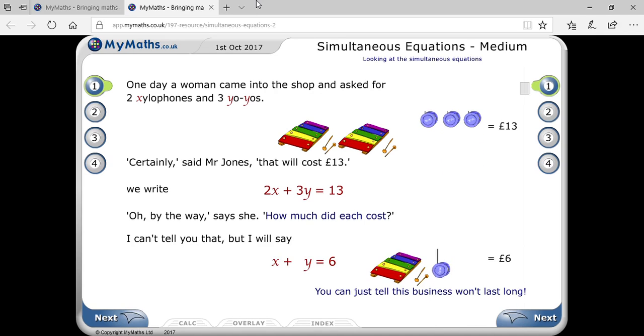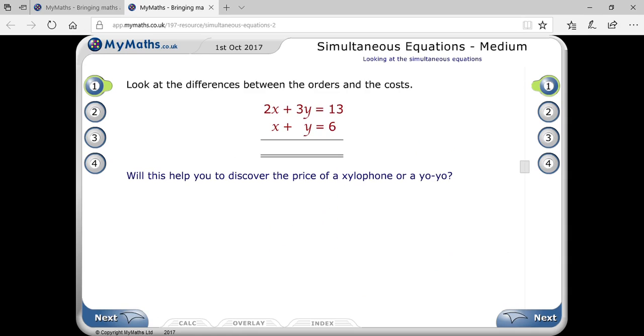Yeah, so they are also saying that X plus Y equals 6. They're also saying that the cost of one yo-yo and one xylophone is 6. So now you can see clearly that from the second equation, the cost of one xylophone and one yo-yo is 6. Okay, now you have two equations. Simply you have to solve that. Okay, yes.